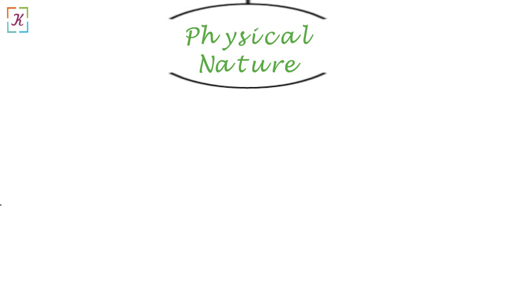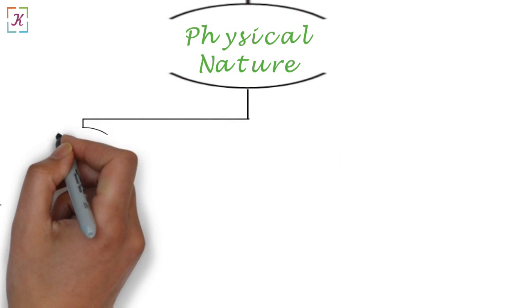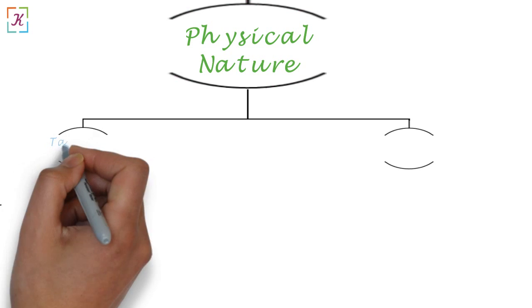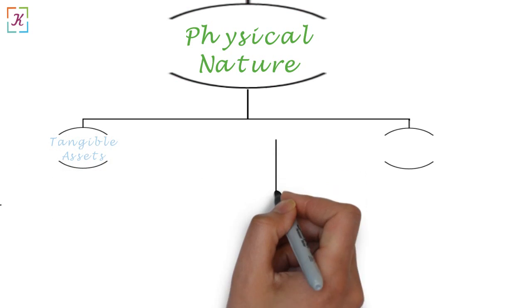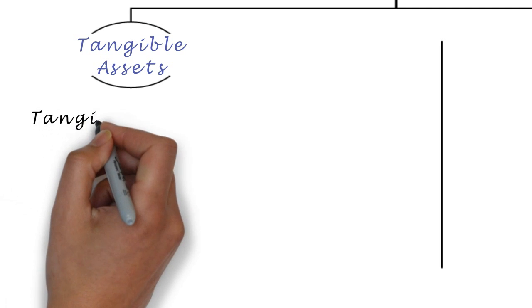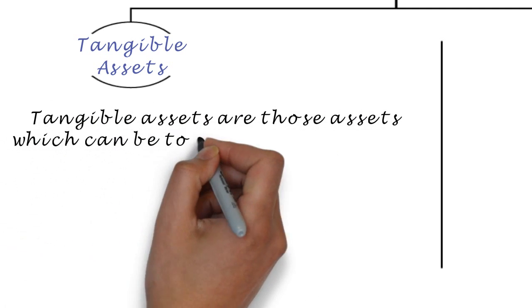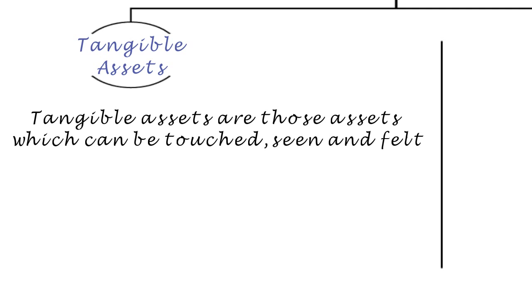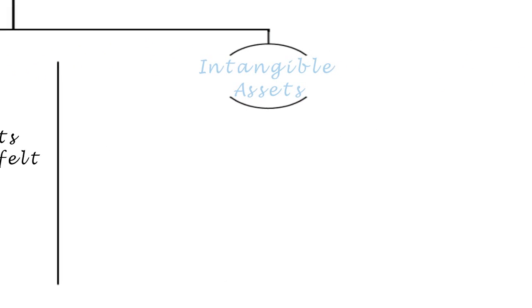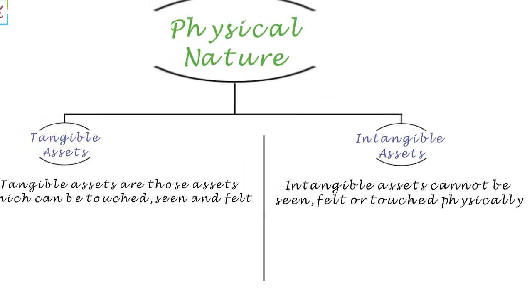Second classification of assets is based on their physical existence. According to this classification, an asset is either a tangible asset or an intangible asset. Tangible assets. Tangible assets are those assets which we can touch, see and feel. Intangible assets. Intangible assets cannot be seen, felt or touched physically by us.